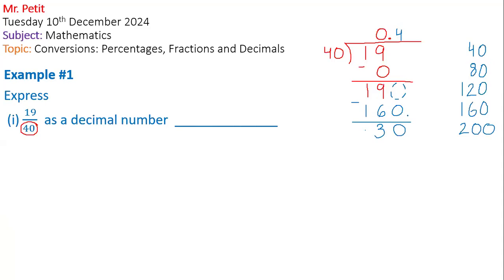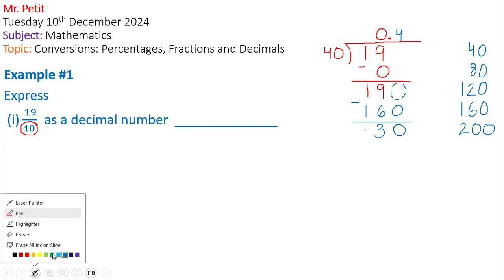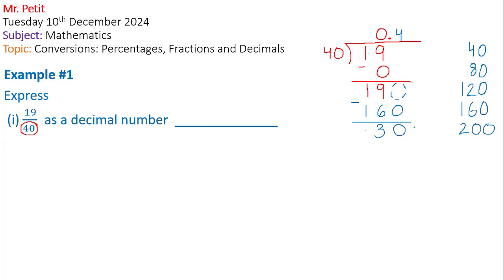Now remember, the decimal point gives us permission to add a 0. So we're going to add another imaginary 0 right here.